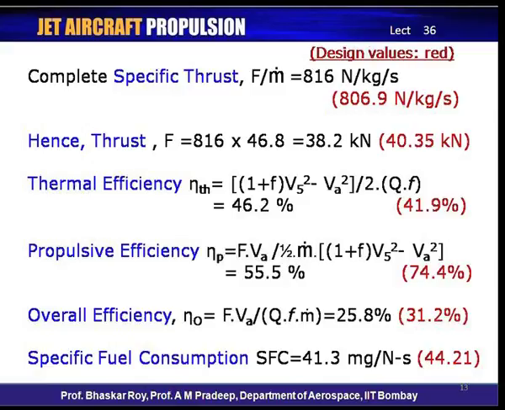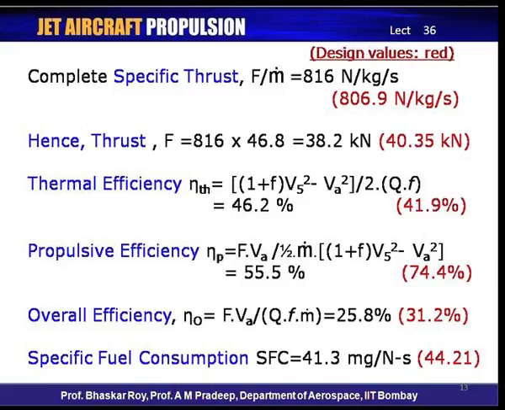So, now you can see here that even if the specific thrust is higher than the design value, the actual value of the thrust would be lower, because the mass flow was quite a lot lower, almost 5 to 8% lower than the design value, and as a result the actual value of the thrust is also lower, at 38.2 kilonewtons.